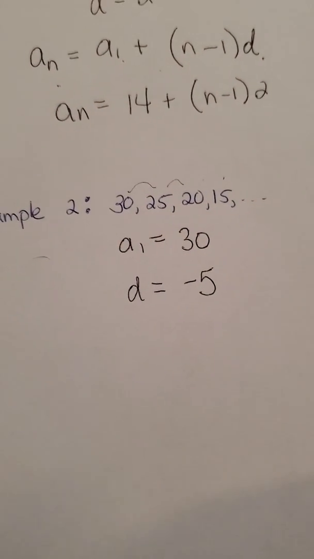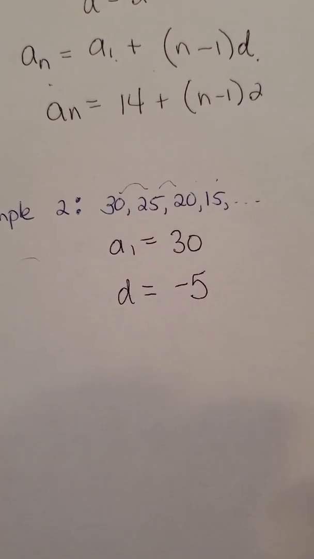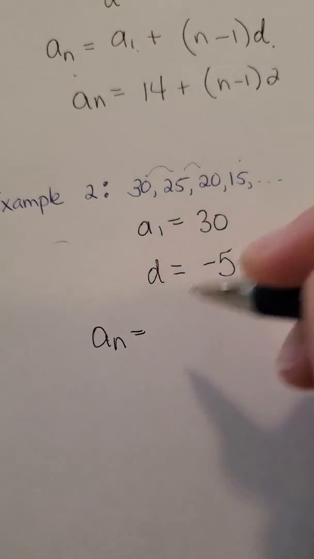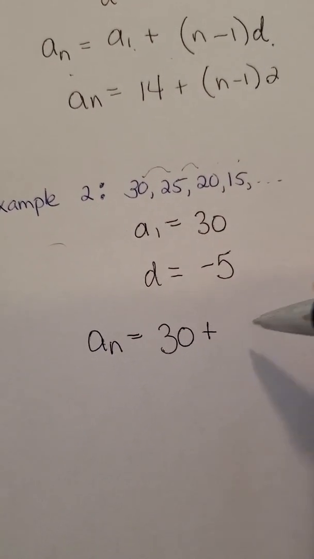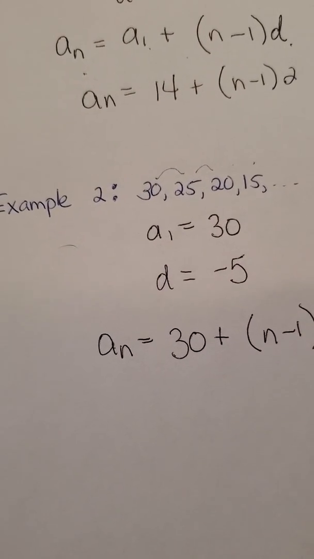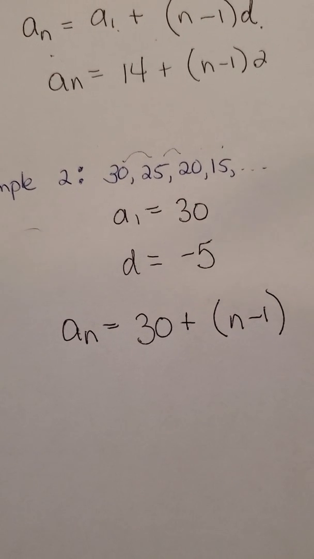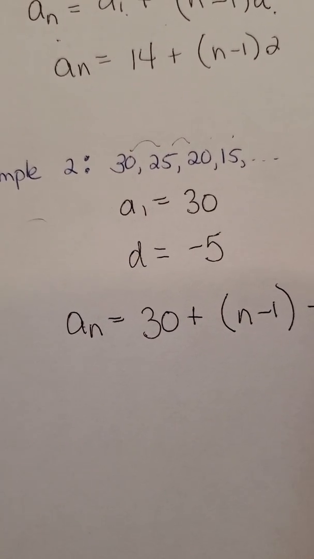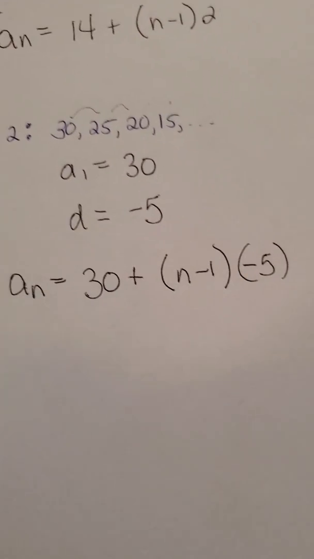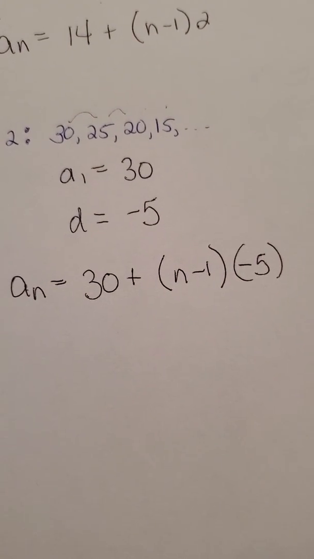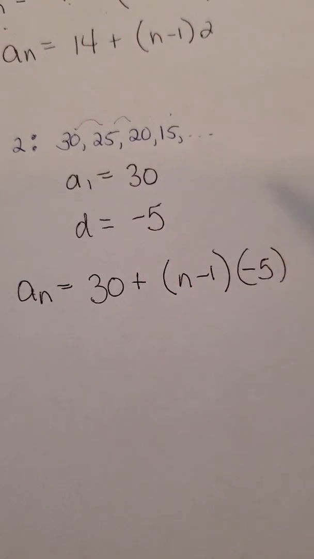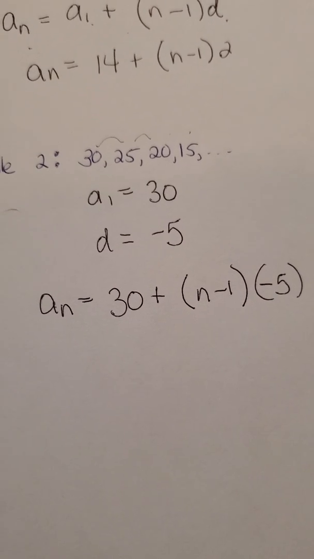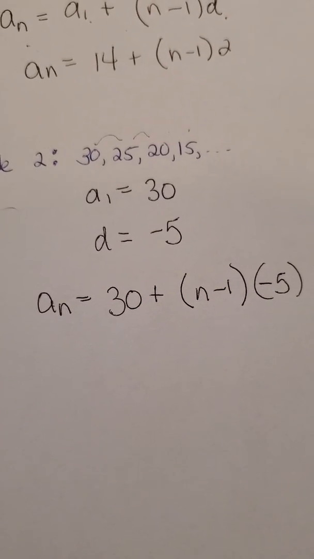Whenever I write this in generic form, I'm going to say a sub n equals my first term of 30 plus parentheses n minus 1. Like I said, that part doesn't change. That's going to be the same every time. And my difference this time is going to be a negative 5. I'm putting that in parentheses just so you can see how it looks. There's our formula for our arithmetic sequence. This time it goes down by 5, so that's why it's a negative 5. That's our difference.